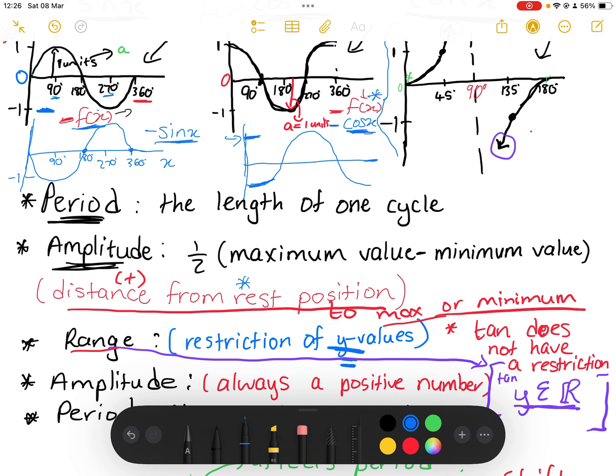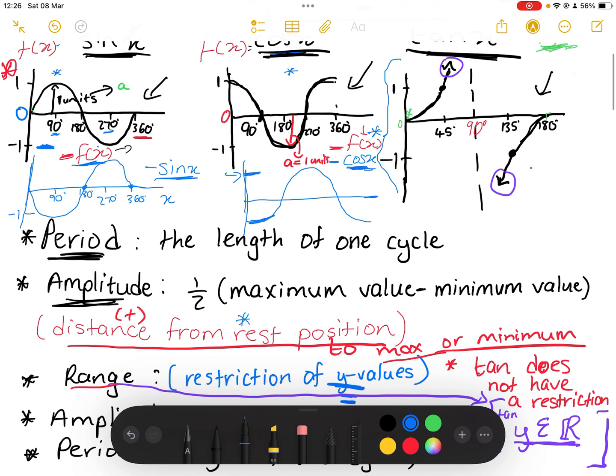So for your graph of sine, it starts from -1 to 1. I'm saying the y values. Whenever I talk about the amplitude, I'm using the y values. So it starts from -1 up to 1. Which number is in the middle of -1 and 1? It's 0, right? So that is your rest position.